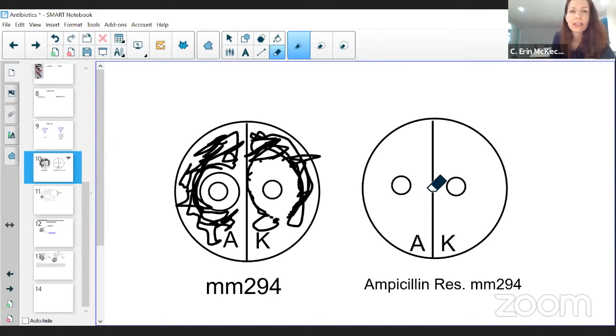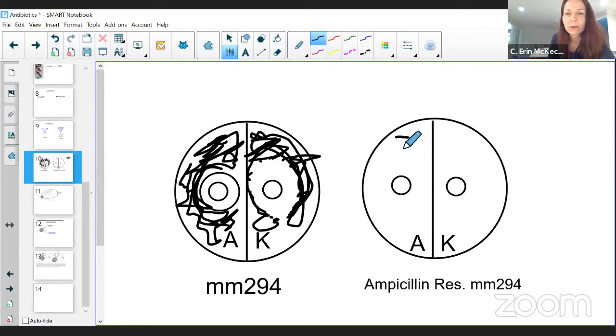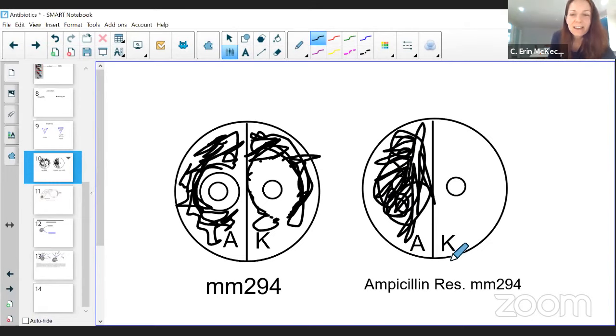Now let's consider the ampicillin resistant one. If the bacteria is resistant to ampicillin, would we expect that ampicillin would kill it or inhibit its growth? No. So this is just so cool. The bacteria grows right on top of it. Grows all over the plate, like that.